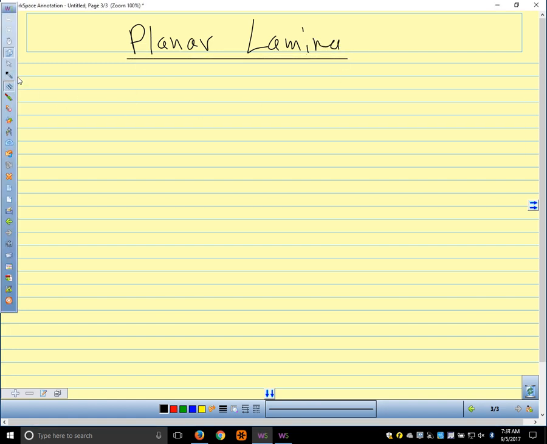Planar lamina, a lamina is just a thin sheet. So we're thinking of, like I said, a thin piece of cardboard, a thin piece of wood, and we're going to have some particular shape. Well, that shape is going to have a center of mass. So if we put the shape on the tip of our pencil, it would balance somewhere. And that's what we're going to try to find.